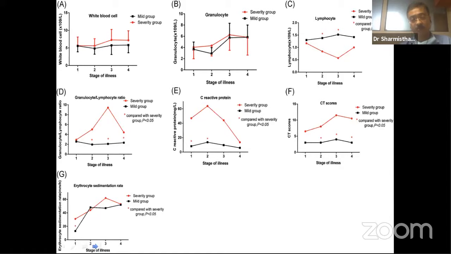Similarly, C-reactive protein surges very high in the case of severe pneumonia. Another is CT scan scores. If you score the CT scan, there is a marked difference between the CT score for a severe as well as a mild case.